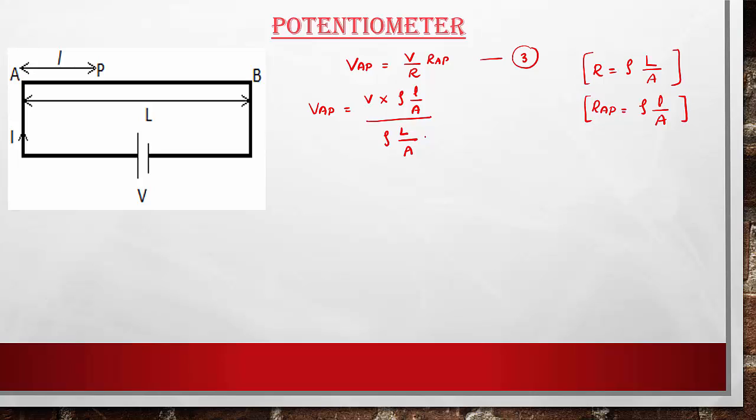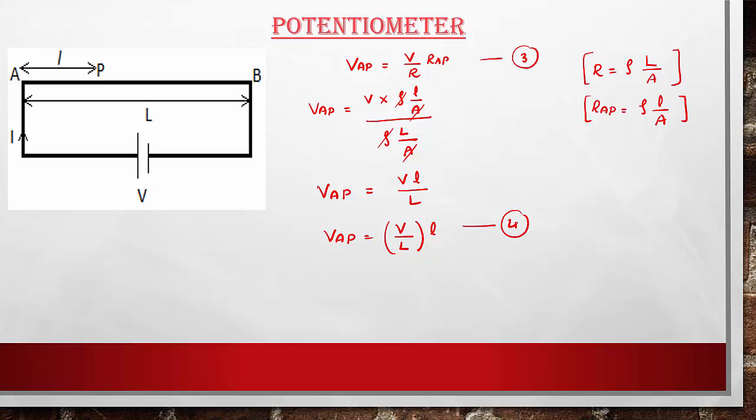So which terms will get cancelled? You can observe, rho will get cancelled, and the cross-sectional area A will get cancelled. So what is the remaining value? VAP is equal to V into small l divided by capital L, or we can write VAP equal to V divided by L into l. Let us take it as equation number 4.